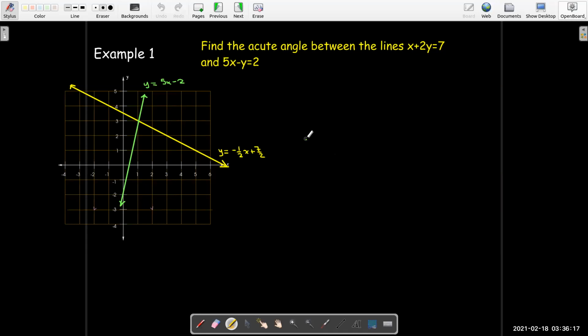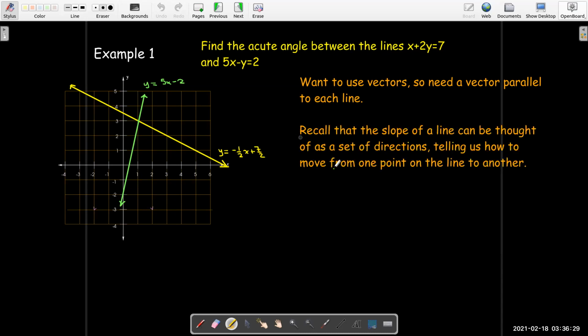All right, well, we want to use vectors. So I'd like to be able to find a vector that's parallel to each of the lines and then find the angle between the vectors. Well, the slope of a line, we can really think of that as a set of directions. How do we move from one point to the next? So for example, the slope of the yellow line is negative 1/2. So to go from this point to this point, I would take 1 step down, 2 steps to the right.